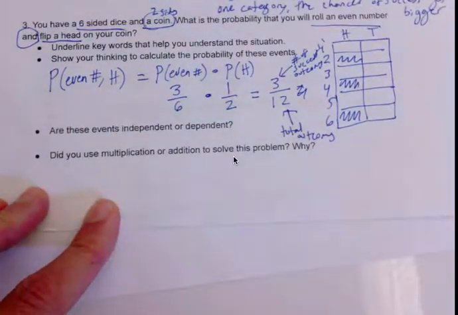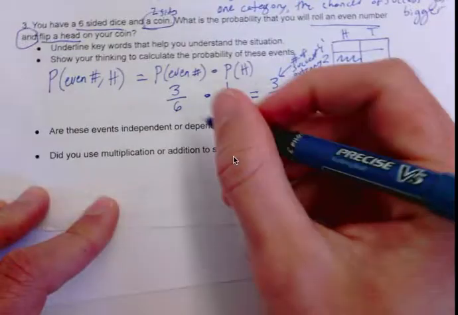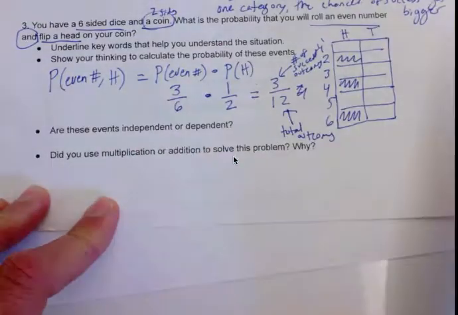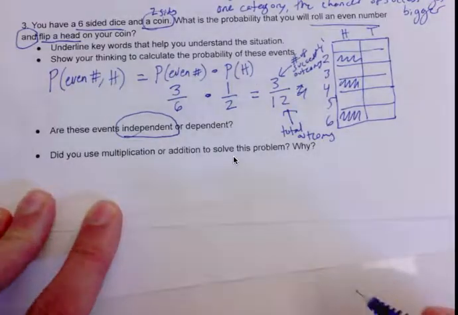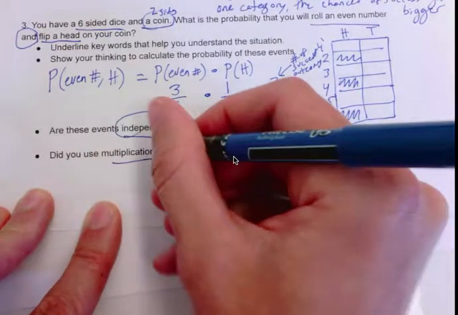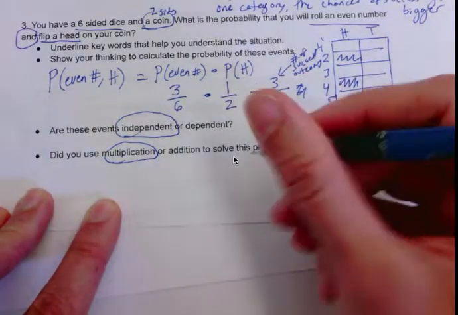Are these events independent or dependent? Well, does the dice affect the flipping of the coin or vice versa? Not at all. So these are definitely independent events. And we use multiplication because we're finding a part of a part.